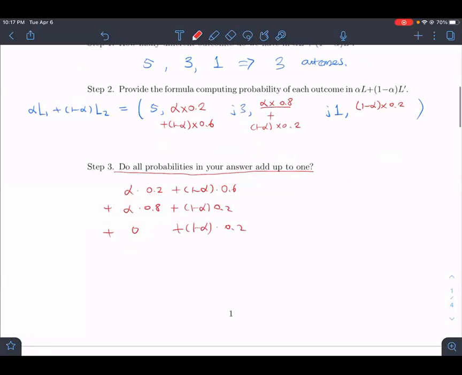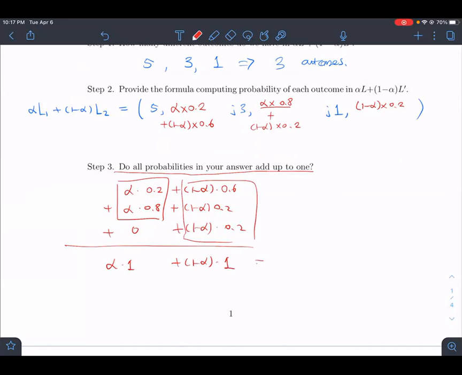Okay. Adding up, if I add these two red boxes, I have alpha times 1. If I compute the remaining, they add up to 1 minus alpha. Alpha plus 1 minus alpha is 1. So yes, they all add up to 1. If this happens, then your answer is making sense. Any questions?